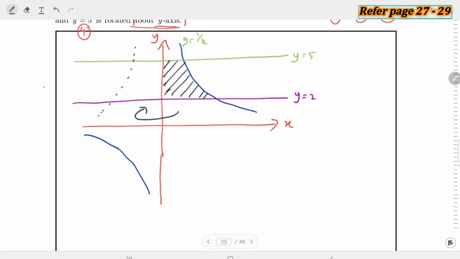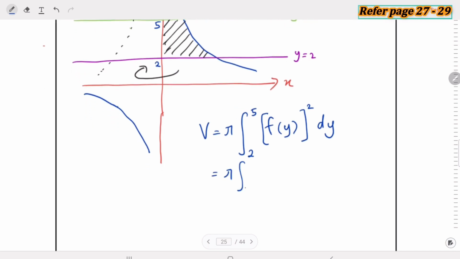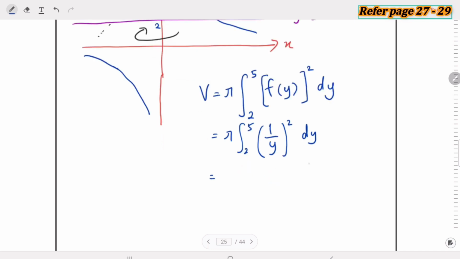Now we find the volume. Volume equals, so always put your pi in front here. For the limits, we know here is 2 and here is 5. So from 2 to 5, of the function y squared, with respect to y, because it is rotated about the y-axis. Now the function is 1 over y. So I integrate this, changing to index form for better integration.